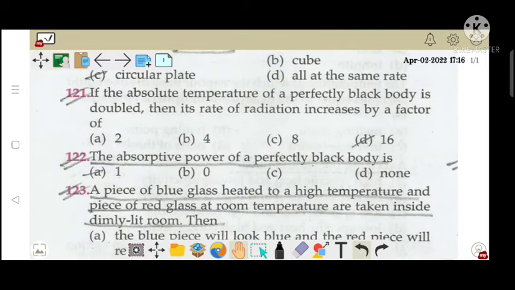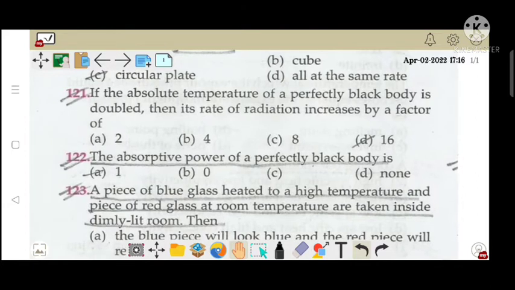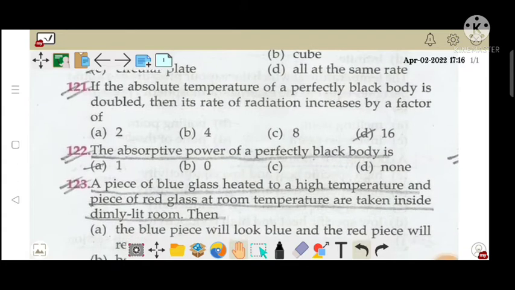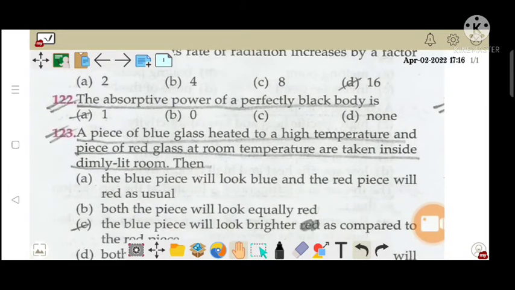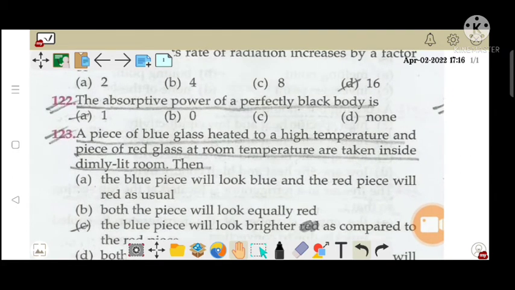If the absolute temperature of a perfectly black body is doubled, then the rate of radiation increases by a factor of 16. The emissive power of a perfectly black body is 1.